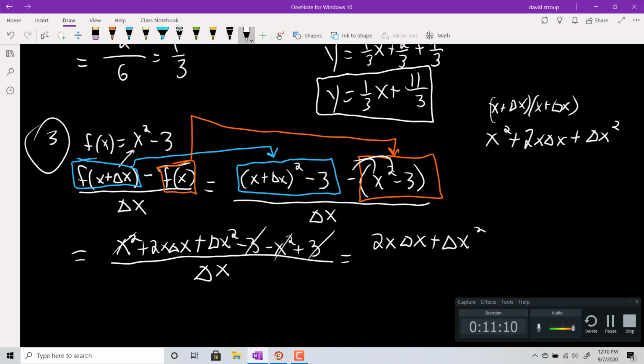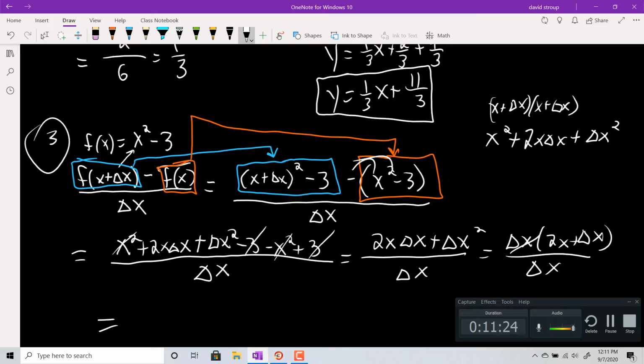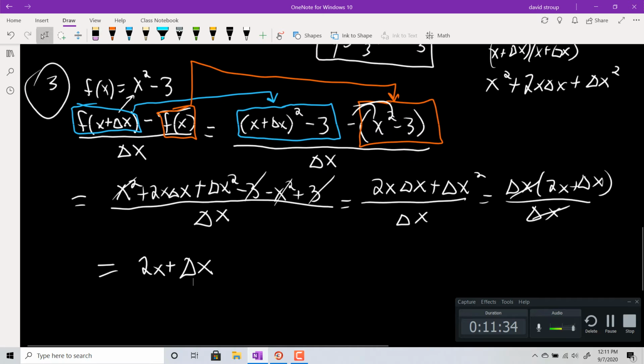Is that it? Yeah, okay. All over change in x, and then you can factor change in x out of the numerator. Well, you get 2x plus change in x all over change in x, and then you can remove the change in x over change in x, and you get 2x plus change in x for your final answer. Okay, so you want to simplify these guys as much as possible. And it all is with respect to this idea of slope.